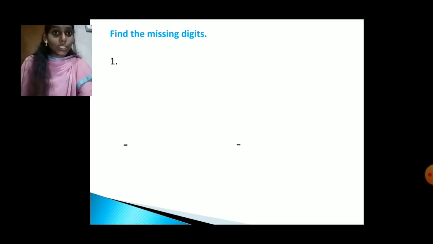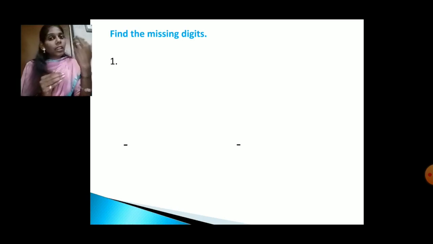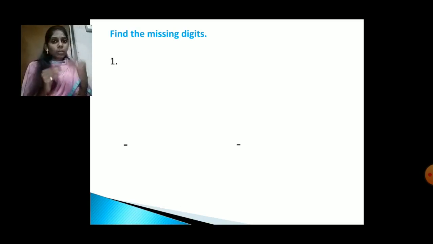Find the missing digits. Here are also some rules which I revised for you. When we have to find the difference, what will we do? Easily, we will subtract the smaller number from the bigger number.